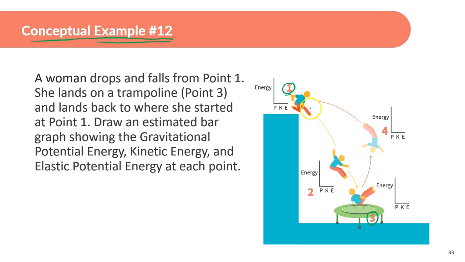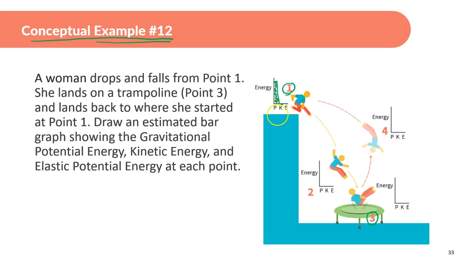Draw an estimated bar graph showing the gravitational potential energy and kinetic energy and elastic potential at each point. Yeah, the video is pretty cool if you've ever seen people doing trampoline tricks. But anyway, here we go. So right at the beginning of point 1, she drops and falls. It's up to interpretation, but we're going to say a maximum amount of potential energy because she's really high up in the air. If she's dropping, there's no real kinetic energy to start; if you made a little, I think that's okay.